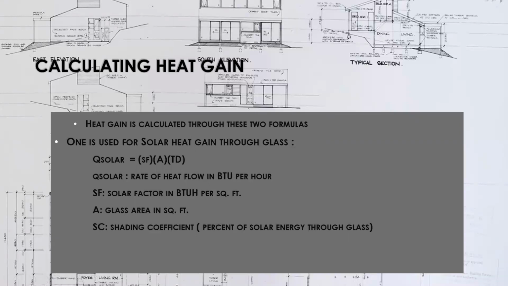So, calculating heat gain. Heat gain is calculated through two formulas. One is used for solar heat gain through glass: Q solar equals SM times A times CS. SM stands for the factor in BTUs per square foot. A represents the glass area in square feet. CS stands for the shading coefficient, which is the percent of solar energy through the glass. And Q solar is the rate of heat flow in BTU per hour.